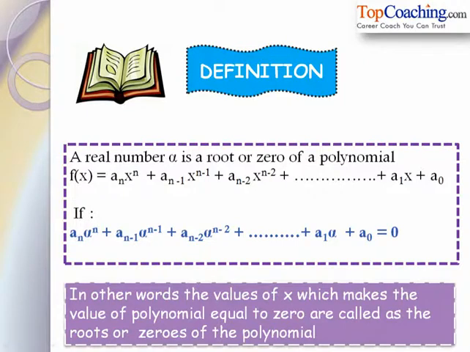In other words, we can say that the values of x which make the value of the polynomial equal to 0 are called the roots or zeros of the polynomial. So such values of x which make the value of the polynomial equal to 0 are known as the roots or zeros of the polynomial. In very simple words, we can say that the values of x which make the final output equal to 0 are known as the roots or zeros of the polynomial.